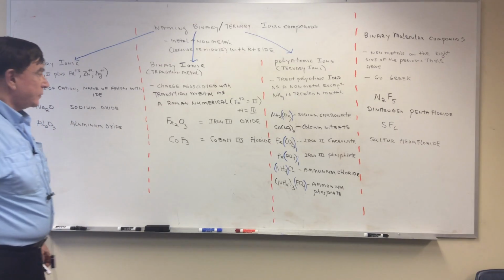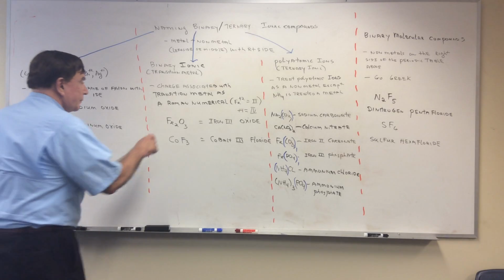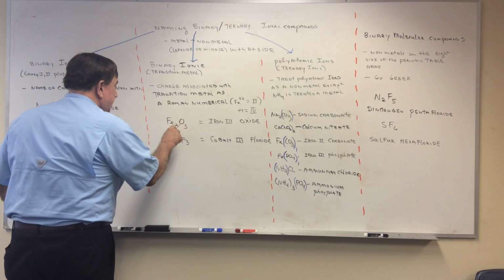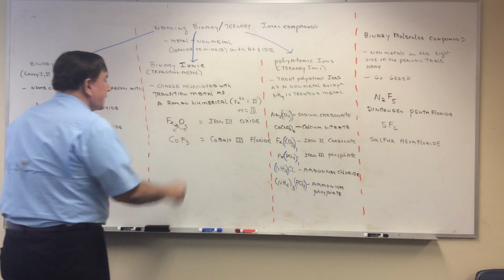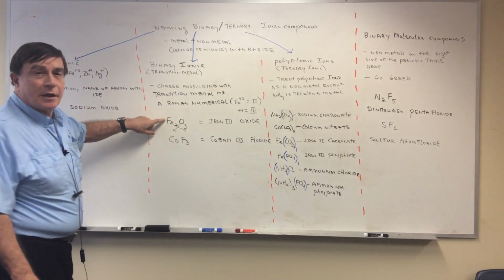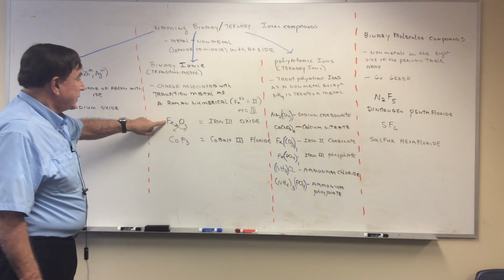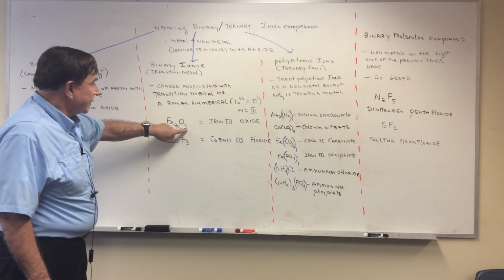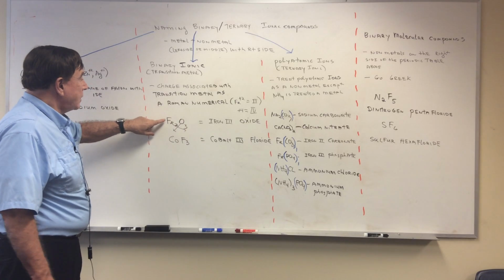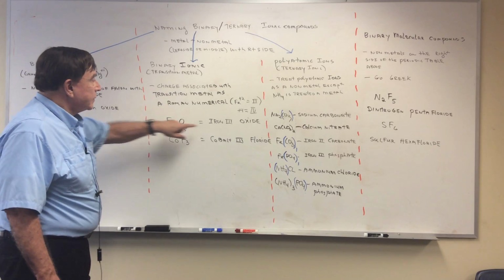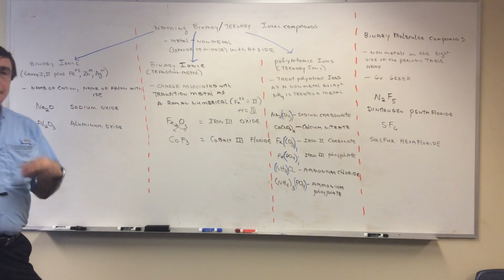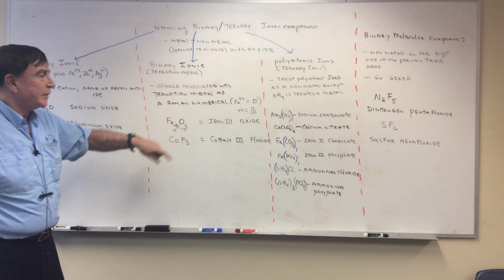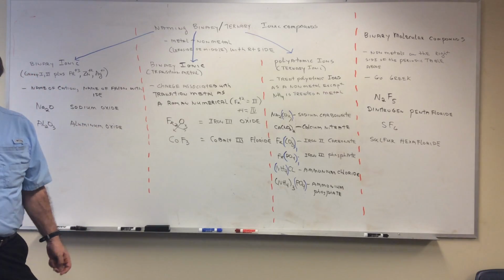It's called the crisscross. It's a fancy way of saying you look at the subscript on this side, if it's not 1, and that's going to be the charge on this side. So if you look here, it's 3, and we're talking binaries right now. So that means iron 3 oxide. In this case, we're not worried about the anion because it's always going to be IDE.